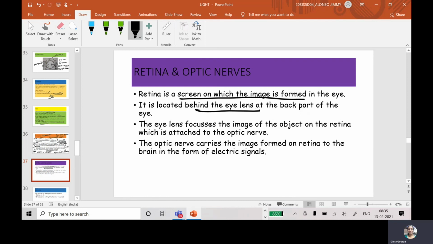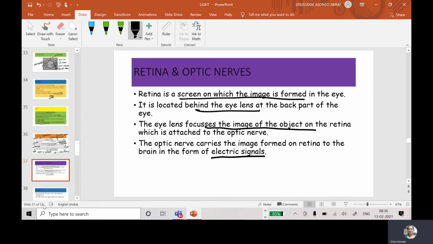Then it is mainly focusing the image and forming the image and passing the information or the electric impulse with the help of the optic nerve to the brain in the form of electric signals. Okay, so the optic nerve is passing the electric signals. That's the reason if any nerve is damaged, there is a problem for the vision.